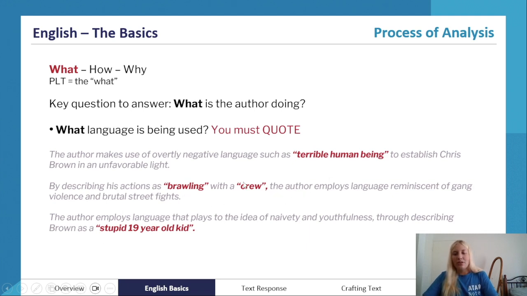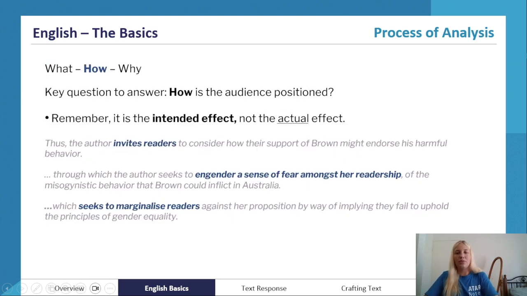And this example is all about connotations, negative connotations, reminiscent of gang violence and brutal street fights. Again, has to be quoted. And there was another example there. Now, again, we said you can analyze the how or the why of your selected PLT or both in the body of your essay. So the how is answering the question, how is the audience being positioned by the author? Remember that it's not the actual effect, so you need to use that low modality language.